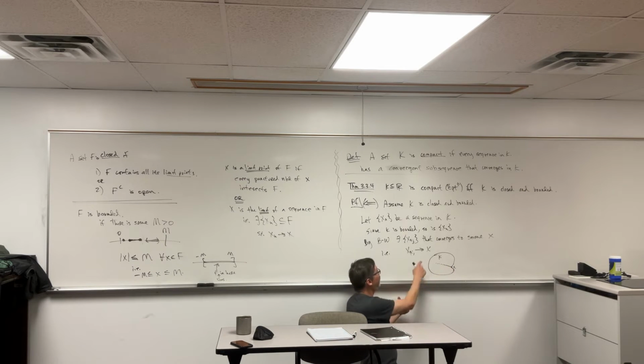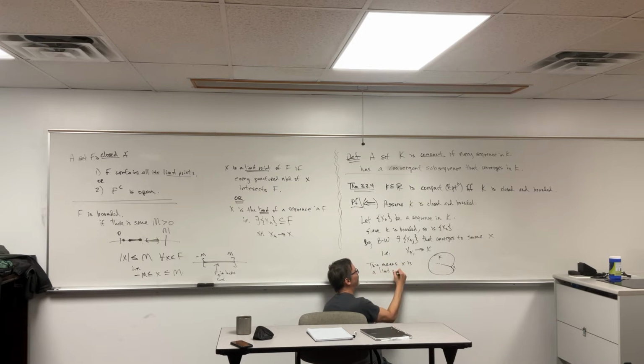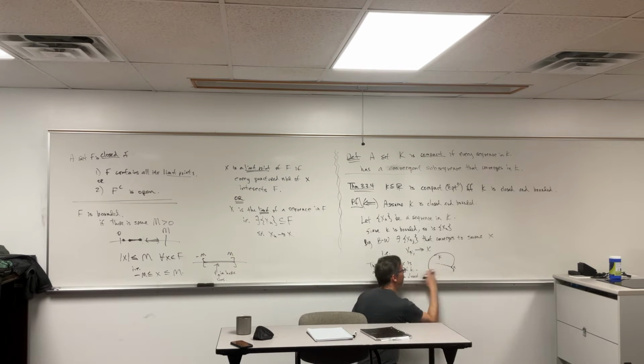What's another name for this x that we've already seen today? X is a what of K? A what, huh? Yeah, it's a limit point. I got a sequence converging to x, so x is a limit point of K. Diana. So, since K is closed, it contains its limit points. x is an element of K. And we're done.